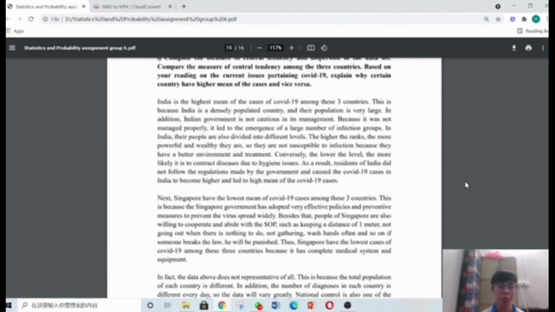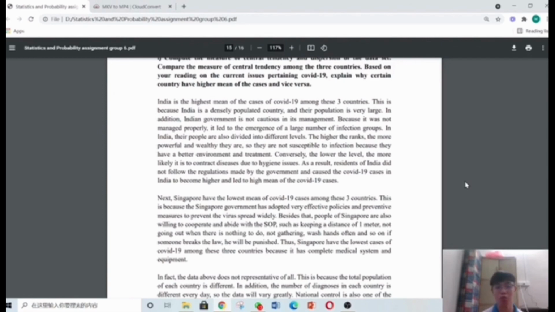Next one, their people also are divided into different levels. If your skin color is brighter and your level is higher, so the higher the rank, the more powerful and wealthy they are. So they are not susceptible to infection because they have a better environment and treatment. Inversely, the lower the level, the easier to contract disease due to their hygiene issues. The last one is the people of India did not follow the regulations made by the government.